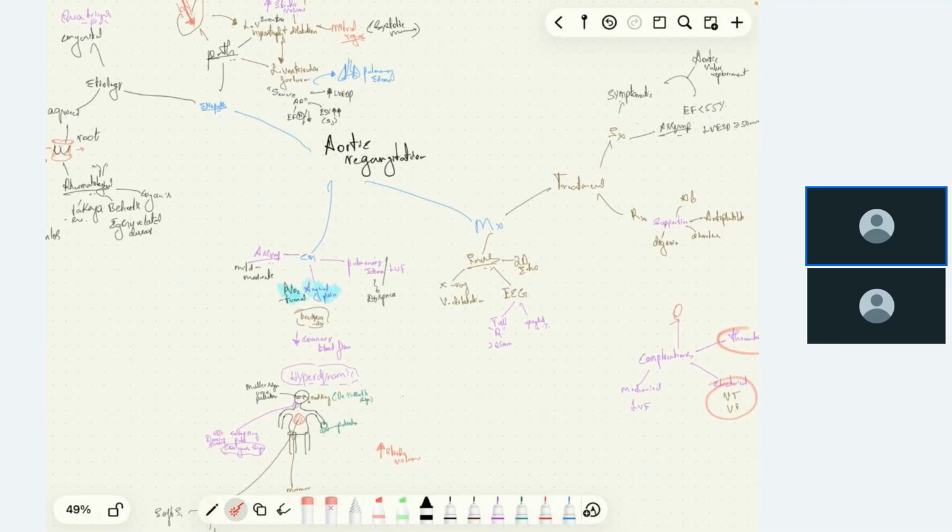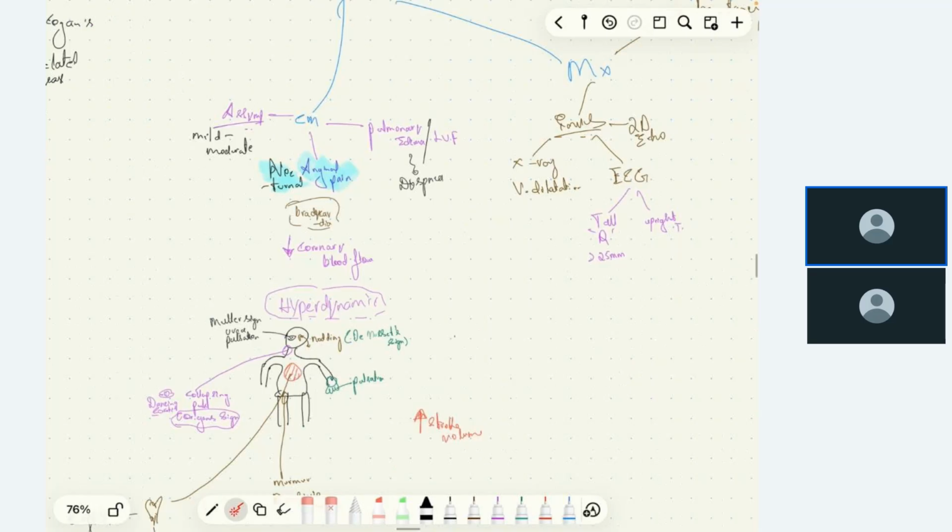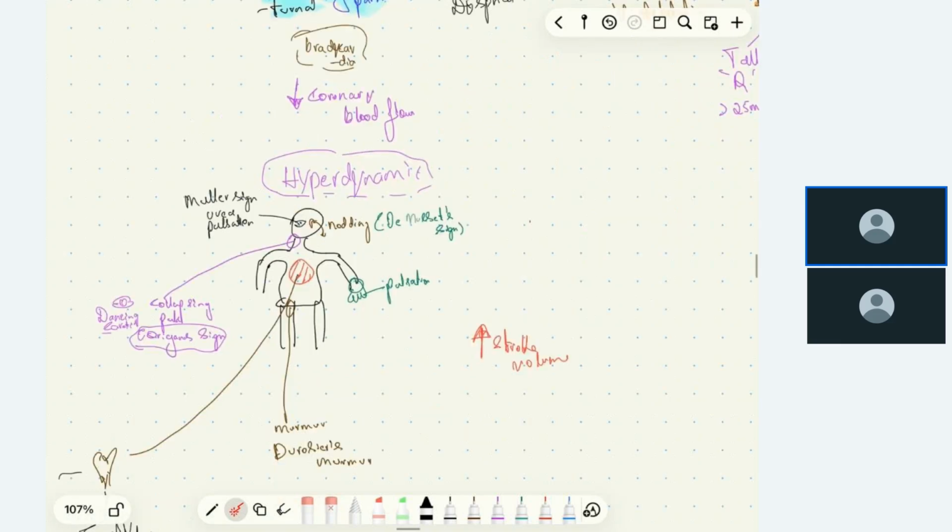Sorry, before that I missed the clinical manifestations due to hyperdynamic circulation. Due to hyperdynamic circulation, the increased ejection of blood from the left ventricle during systole can cause nodding of the head by the patient. This is called De Musset's sign. There can be pulsations in the uvula called Müller's sign.